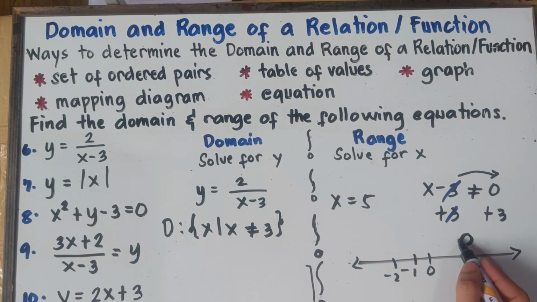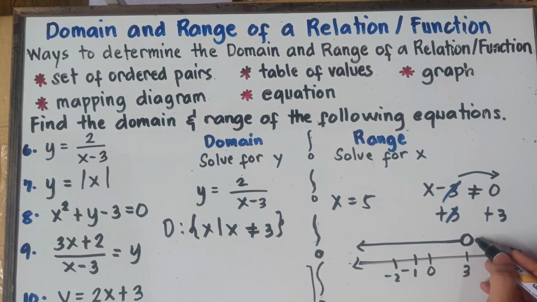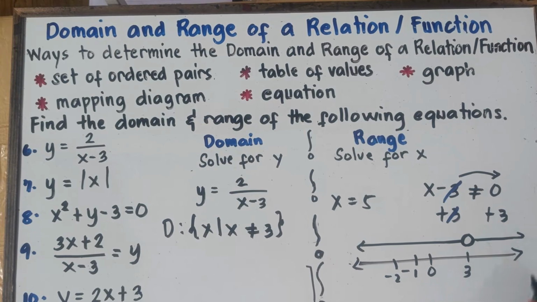And the numbers going to the left are acceptable. You can have negative 2 for x, negative 1, you can have 0 for x. That would be really fine, except for positive 3. So 3 is not included.